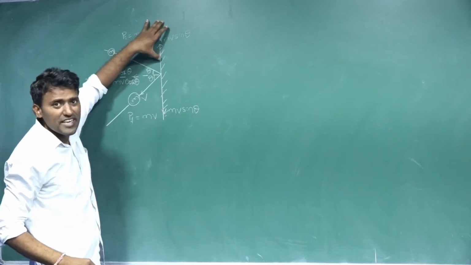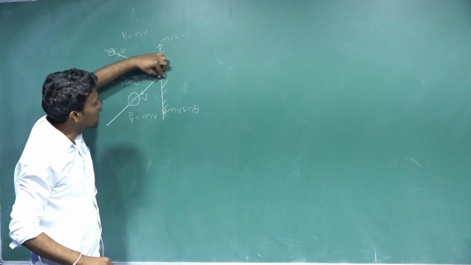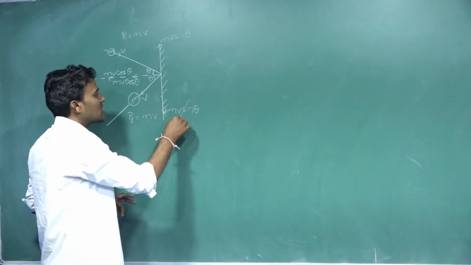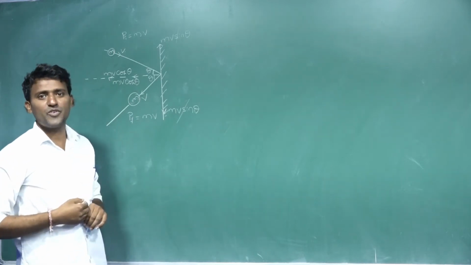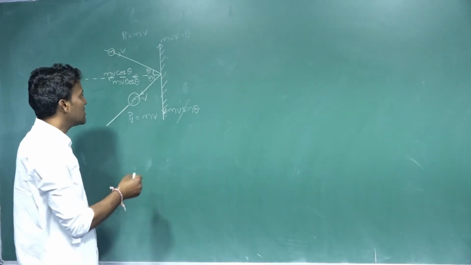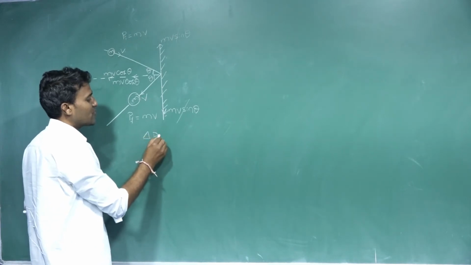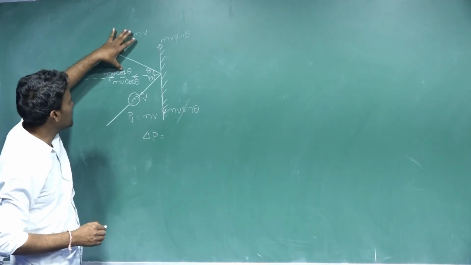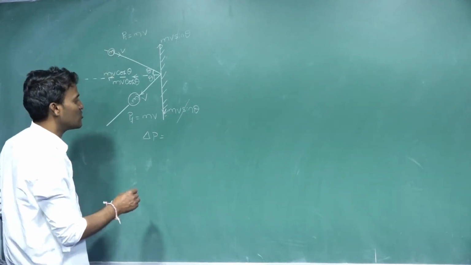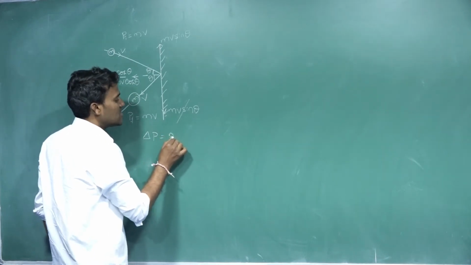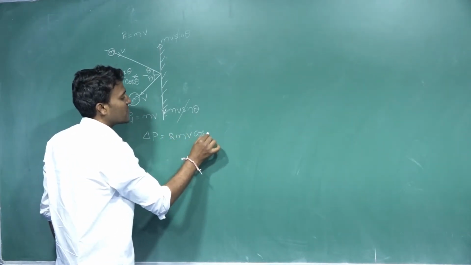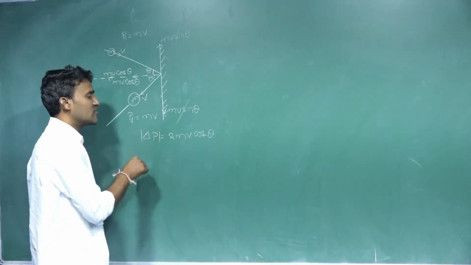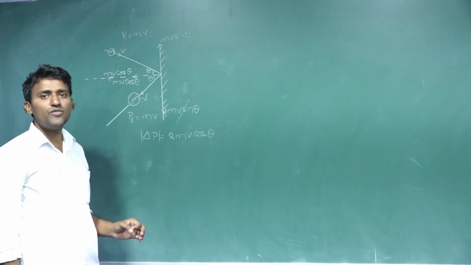See here, one mv sin theta is acting in the upward direction and one mv sin theta is acting in the downward direction. These are equal and opposite, so the vertical components cancel each other. At that moment, the total momentum change: mv cos theta is acting along this direction, and this mv cos theta is also acting along this direction. Both are in the same direction, so you can write 2mv cos theta. So the modulus of delta p is equal to 2mv cos theta.